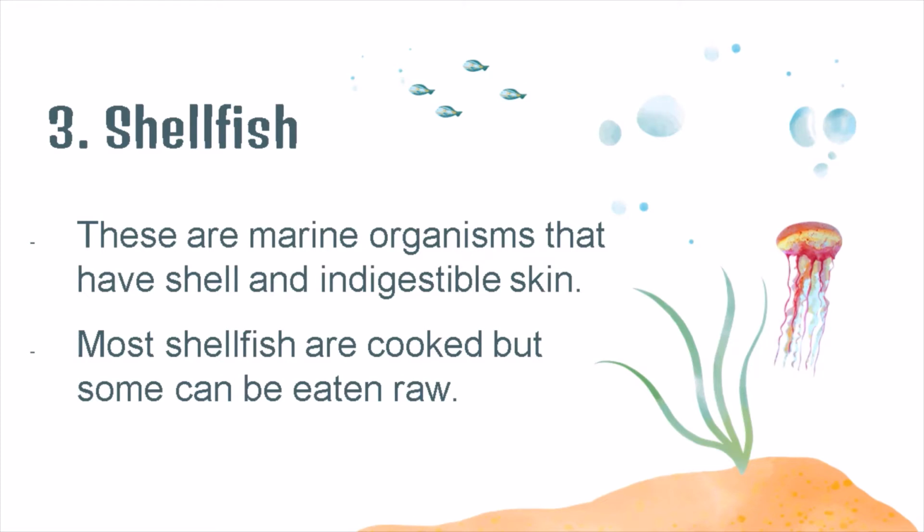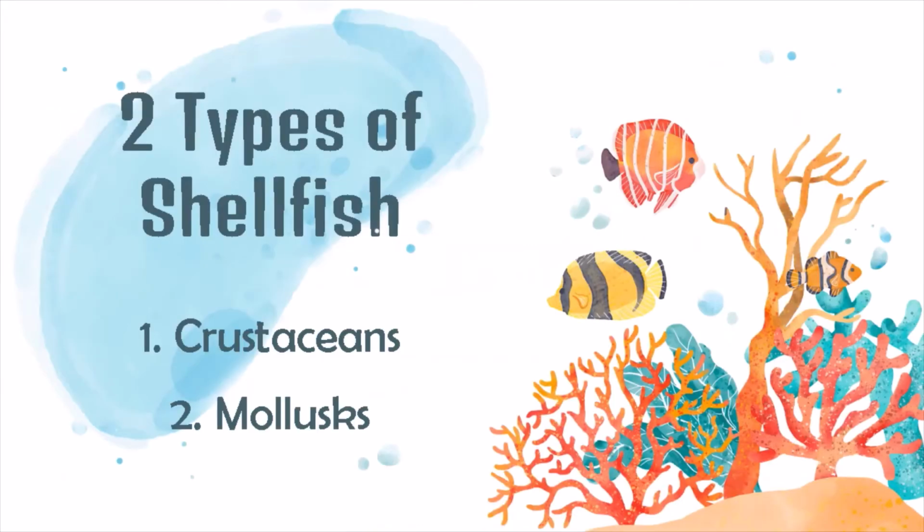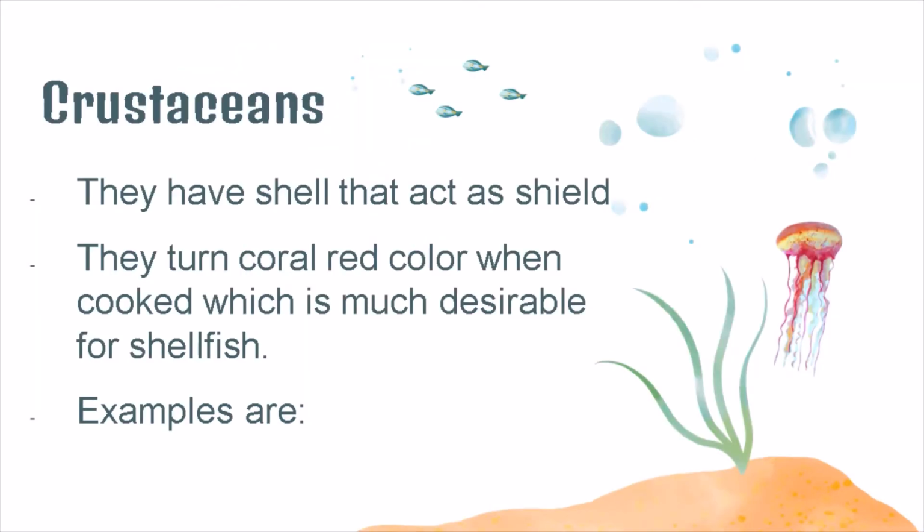Shellfish. These are fish that have a shell and indigestible skin. Most shellfish are cooked when sold except oysters and scallops, which do not require too much effort to cook. There are 2 types of shellfish: the crustaceans and the mollusks. Crustaceans. They have shells that act as shield. They turn coral red color when cooked, which is much desirable for shellfish.